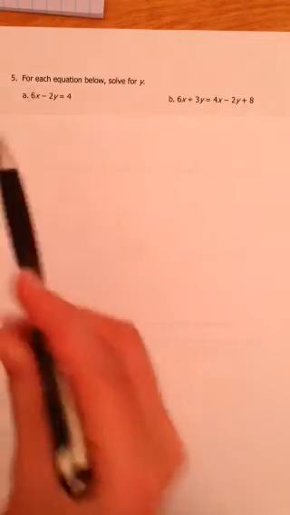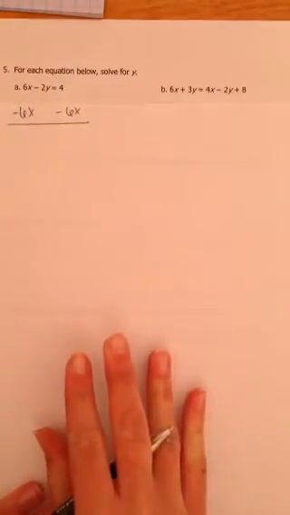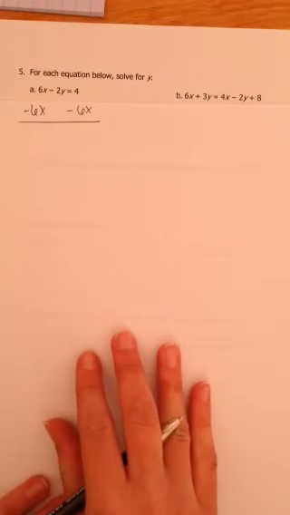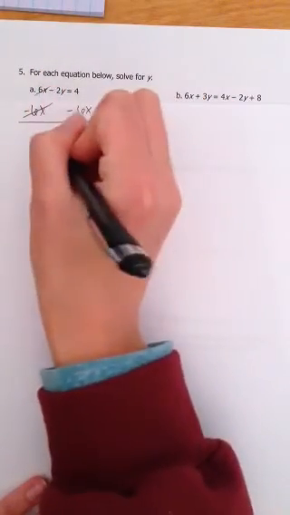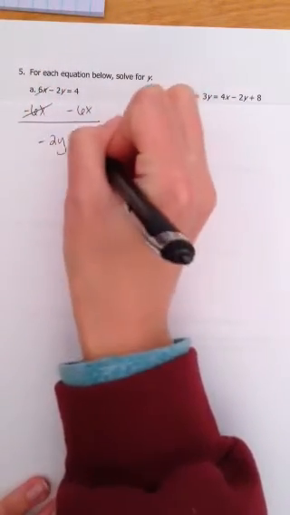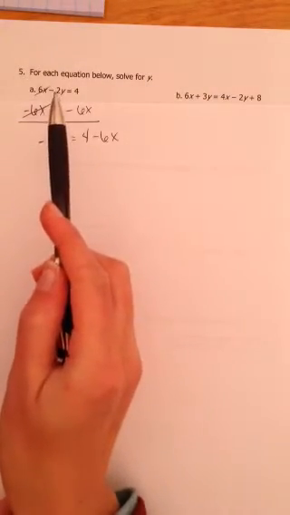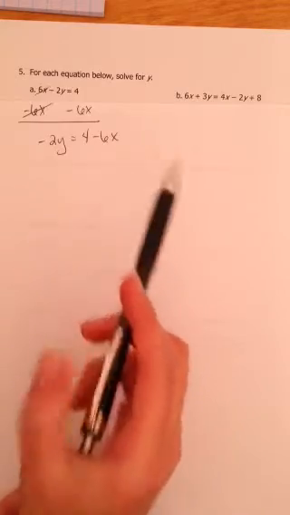So I'm going to get rid of that 6x. I'm going to minus 6x on both sides. Okay. And that 4, I can't say 4 minus 6x and make a new number because they're not like terms. So this is going to go away. I'm going to have minus 2y equals 4 minus 6x. Make sure you carry down that minus sign here, and also just write these next to each other.